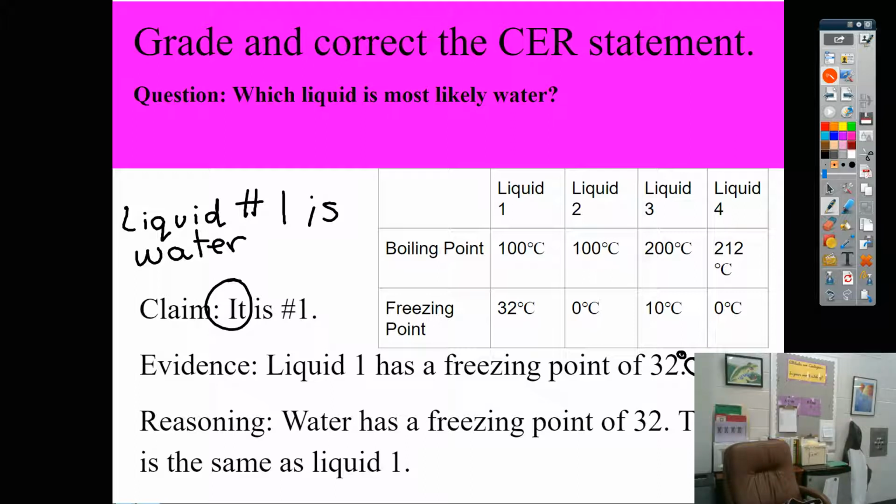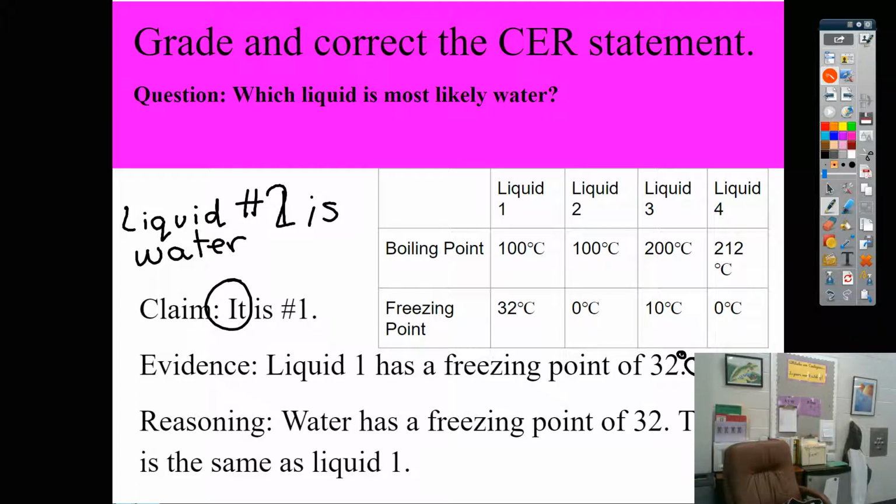Then our evidence, it says liquid one has a freezing point of 32 degrees Celsius. Do you agree with that statement? What is the freezing point of water? 32 degrees Fahrenheit, it's 0 degrees Celsius. So, would liquid number one necessarily be the right one? What would be the right one? Liquid number two. Maybe liquid number two.